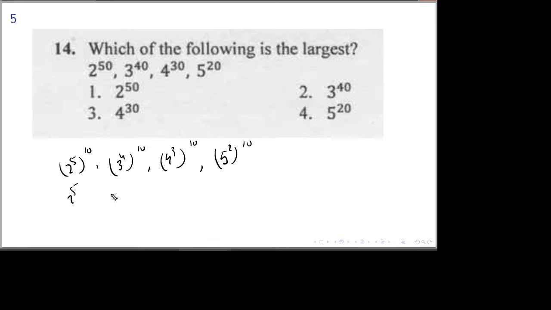So 2 to the power 5, 3 to the power 4, 4 cube, 5 square. Whatever is the largest of these will be the largest after the power. So this is 32, this is 81. This is of course 2 to the power 6, it's greater than this, 64, and this is 25. Largest is this one. Because if you raise everything to the power 10, whatever is the largest will remain largest. So this is the largest.